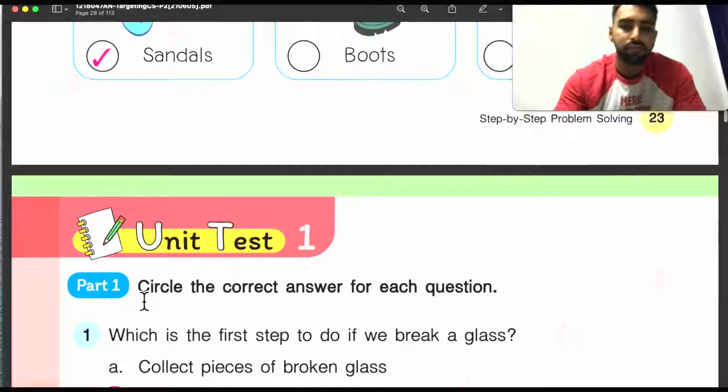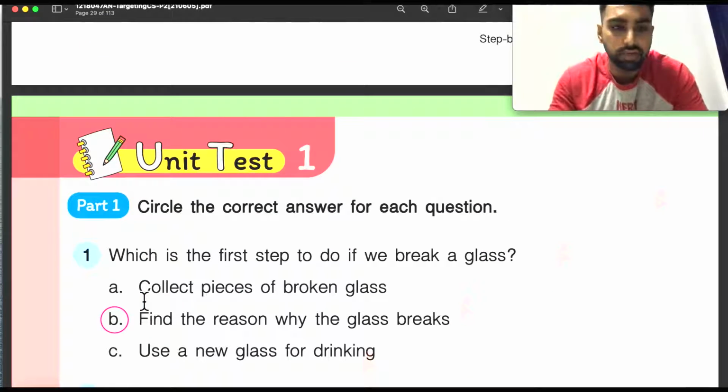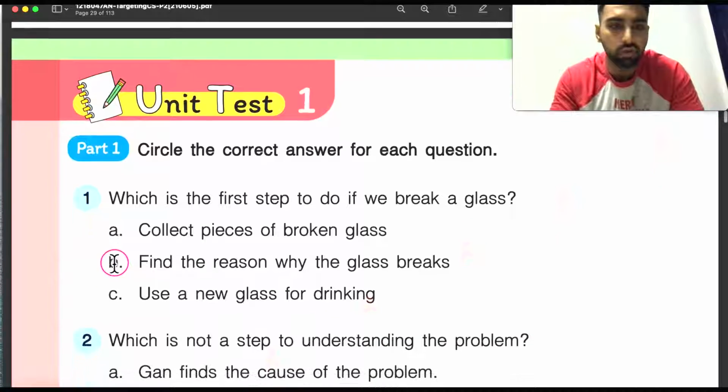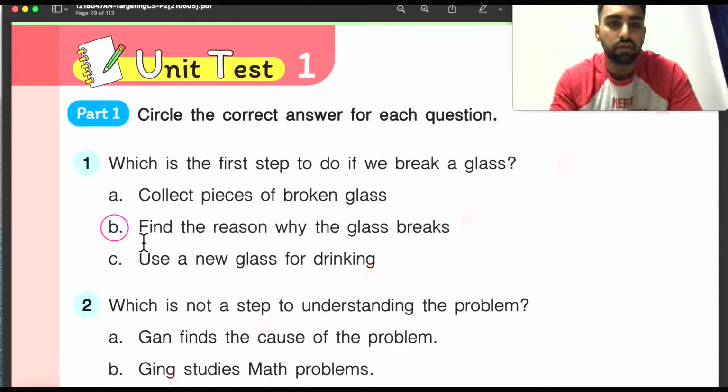All right, so guys, you have a unit test after it. The unit test is you have to circle the correct one, which is the first step to do if you break a glass. All right, find the reason why the glass broke. All right, which is the first step to do if we break a glass.